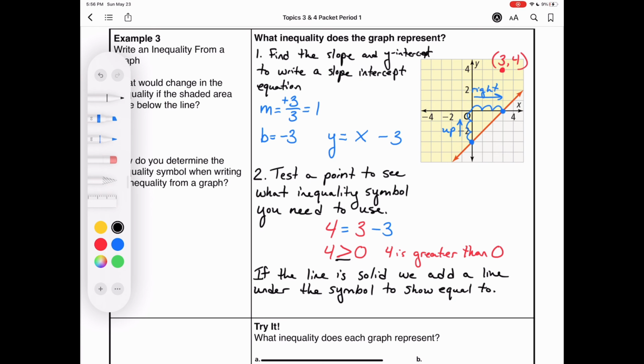So when we go to write this inequality, we're going to take the equation that we came up with, y equals x minus 3. But instead of our equal sign, we're going to say y is greater than or equal to x minus 3. And that's our final inequality based on this graph.